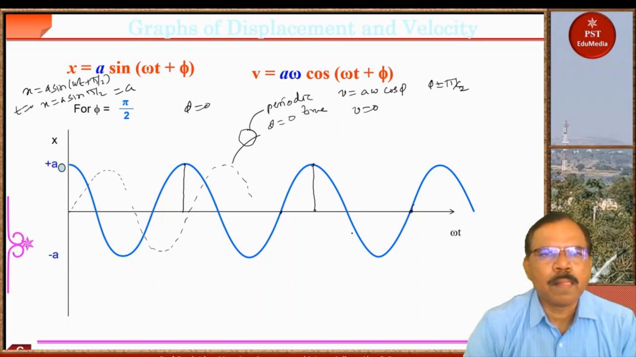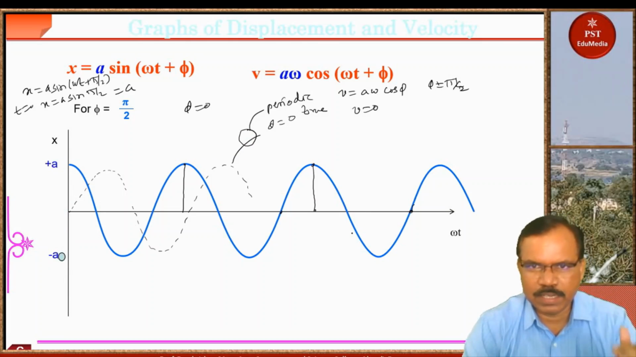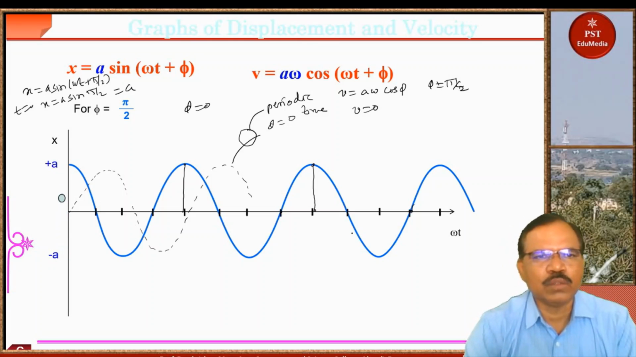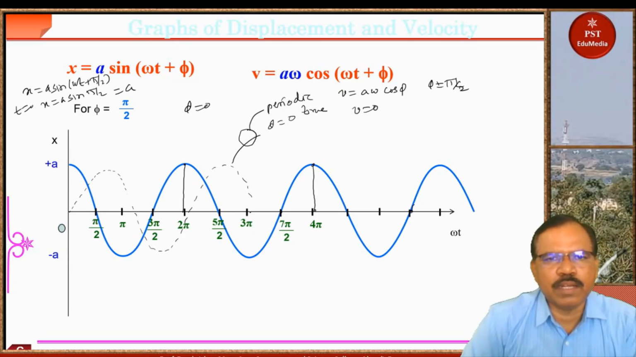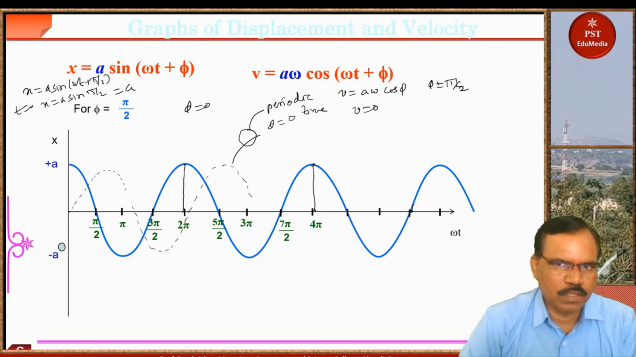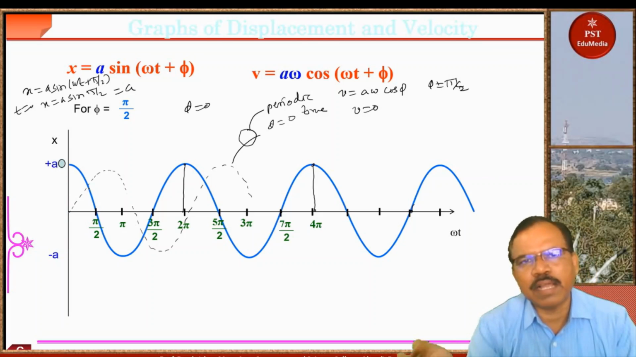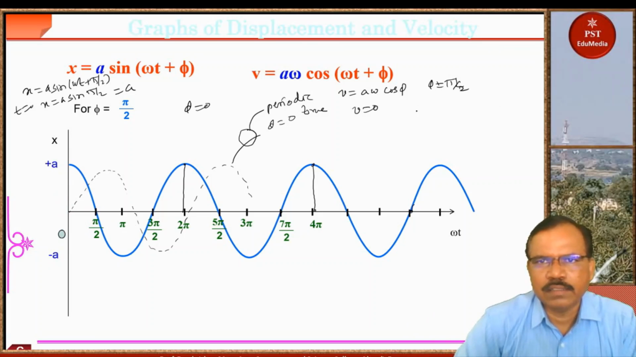Now if we convert the axis into omega t, meaning we multiply t by omega, what happens? We get these points: pi by 2, 3 pi by 2, 2 pi, 5 pi by 2, 3 pi, 7 pi by 2, 4 pi, and so on. So we have converted the time axis into an angle axis by multiplying by omega. And this omega is called angular frequency.